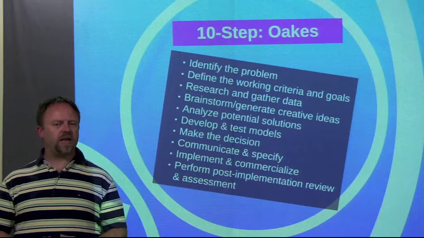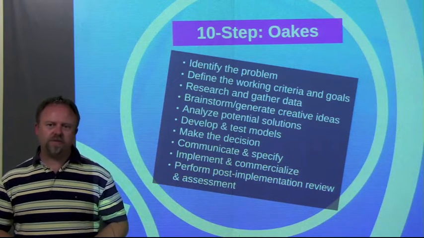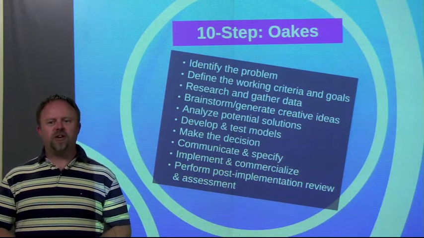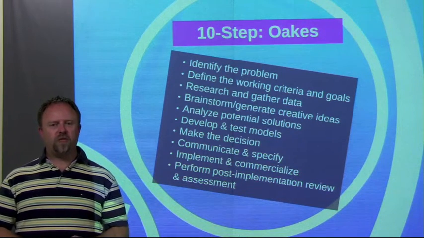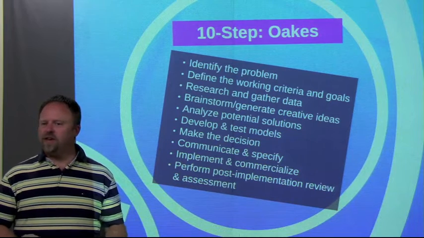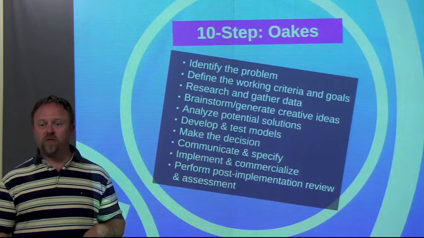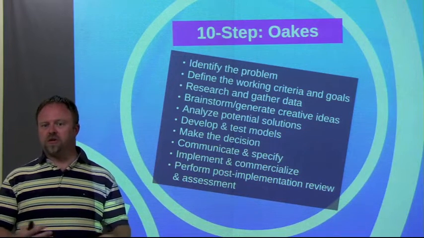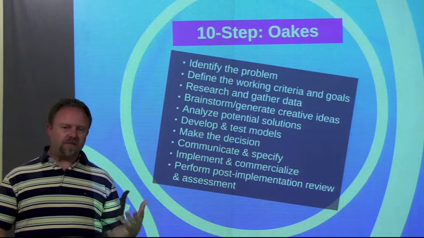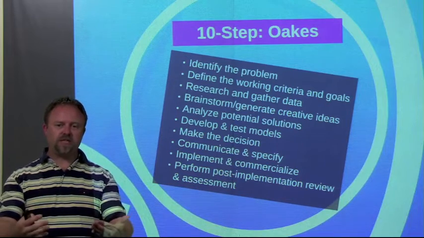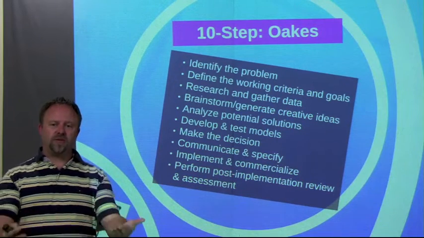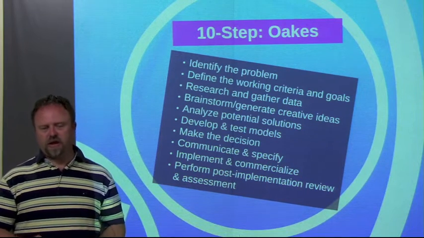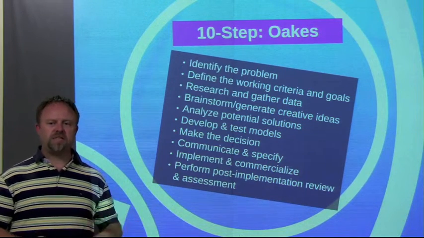Oakes, the textbook, has 10 steps. There's identifying the problem, looking up criteria and goals, and determining what we're going to try to achieve. We need to do some research, some brainstorming. We can analyze solutions, develop some models or maybe some prototypes, make some decisions along the way, communicate those decisions to a team or someone that's going to be making it in order to implement it, and make sure that we've achieved our functions in the end. So that's kind of a longer process.